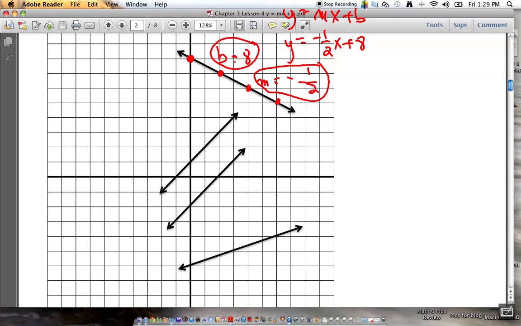Okay? Now, let's take a look at this next line here. What is the y-intercept of that line?